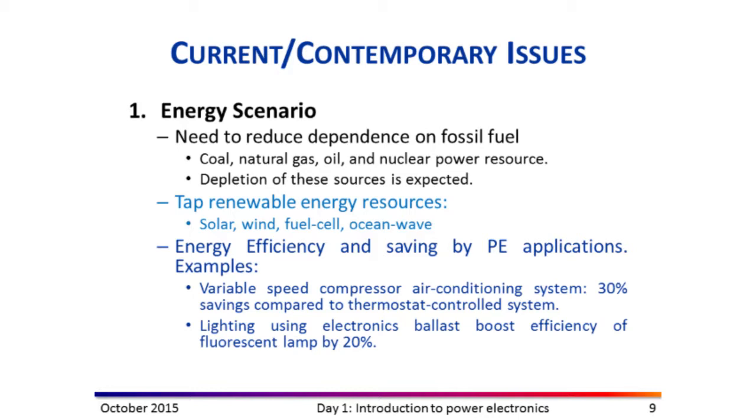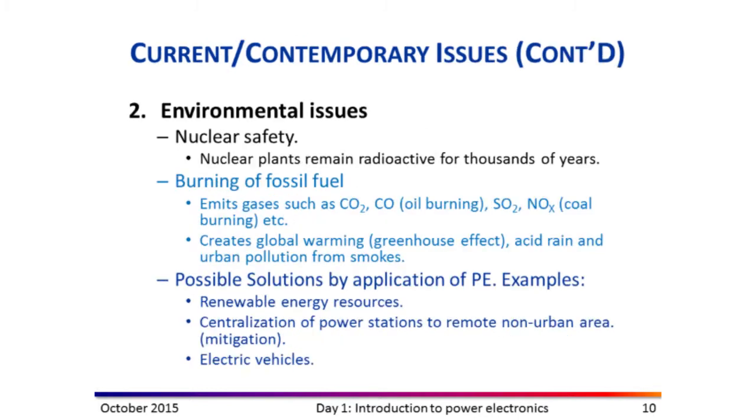Energy efficiency and saving by power applications. For example, in a variable speed compressor or air conditioner, there is about 30% saving compared to using a thermostat. So this is why we need power electronics. In lighting, using an electronic ballast boosts efficiency by up to 20%. Therefore, it is good to use power electronics.